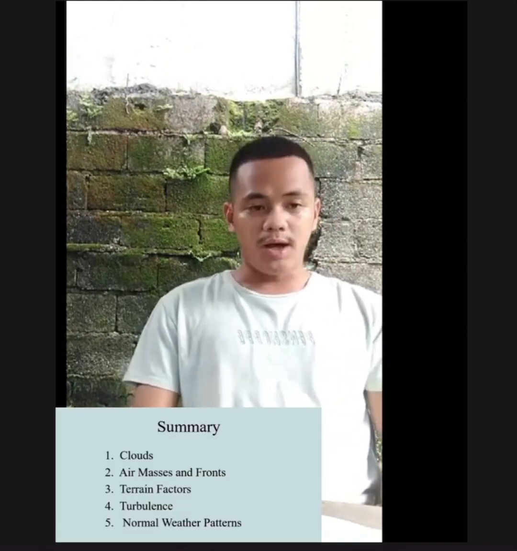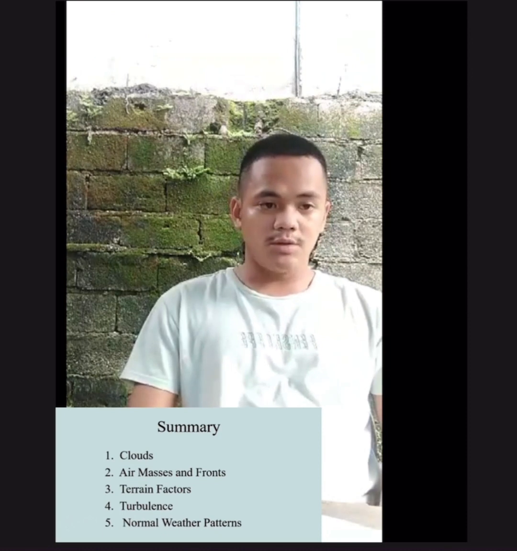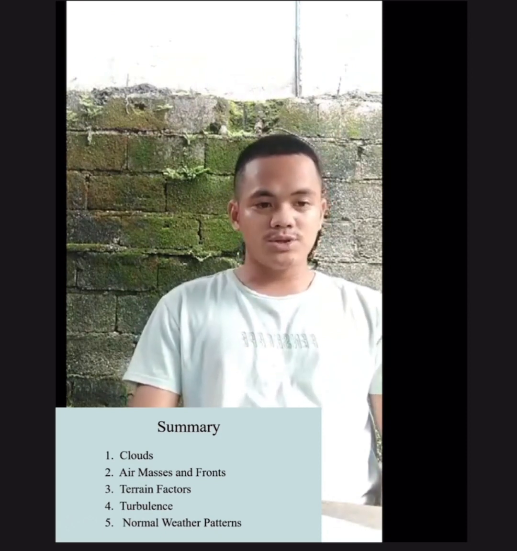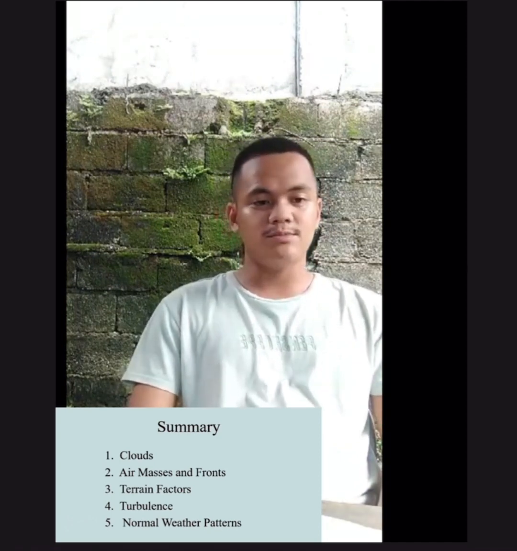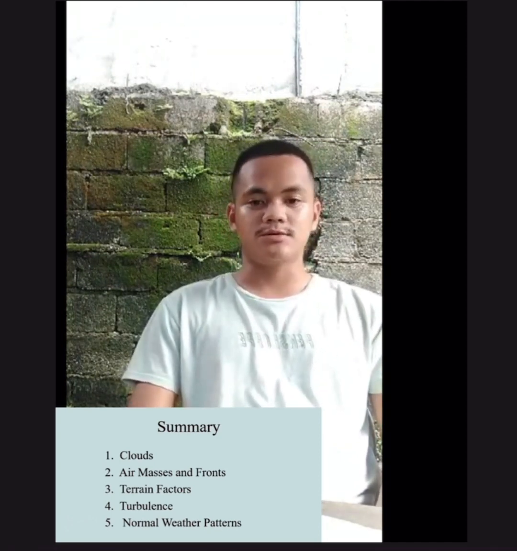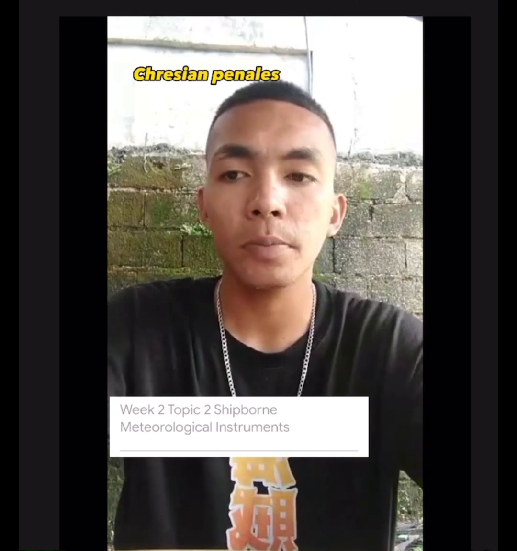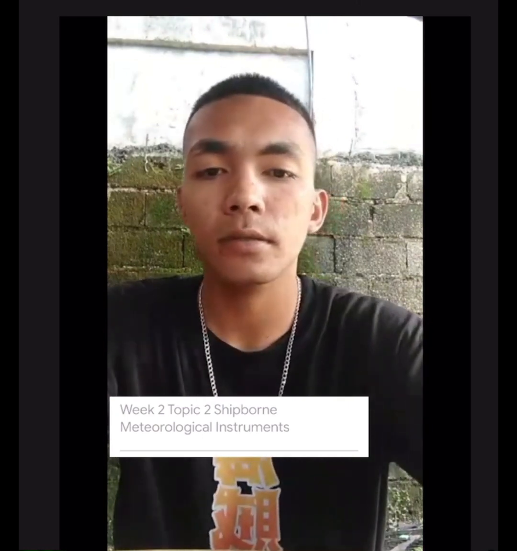And the last one, sir, is a summary. One, clouds. Number two, air masses and fronts. Three, terrain factors. And four, turbulence. And five, normal weather patterns. Thank you, sir. I'm going to report topic 2, shipborne meteorological instruments.